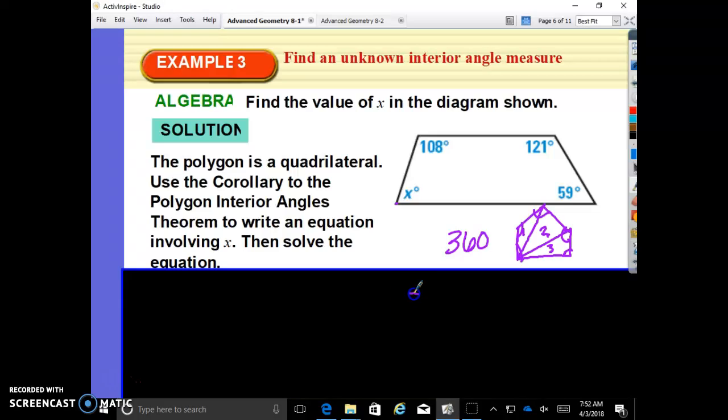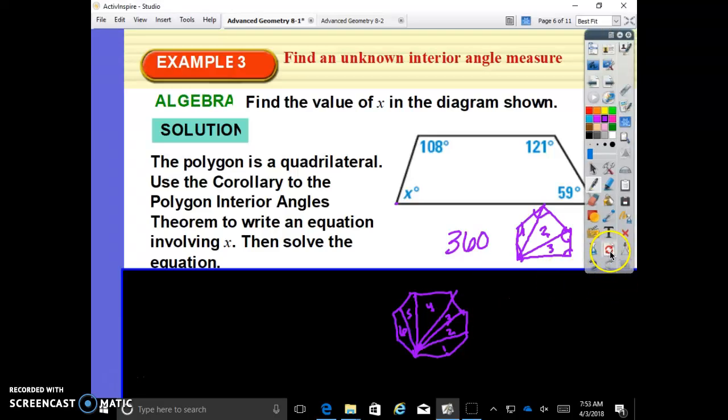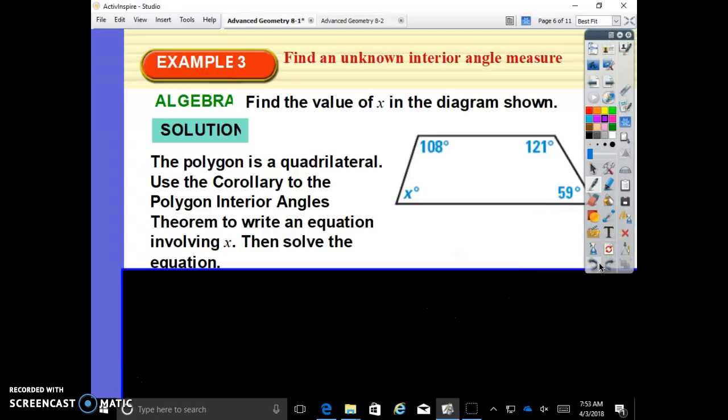So if we had 8 sides, 1, 2, 3, 4, 5, 6, 7, 8. All right, what did I just make? 8 sides. How many triangles do you think we're going to make? 1, 2, 3, 4, 5, 6. Wow, so it's always the number of sides minus 2 is the number of triangles that you can draw, and that's where the formula came from.